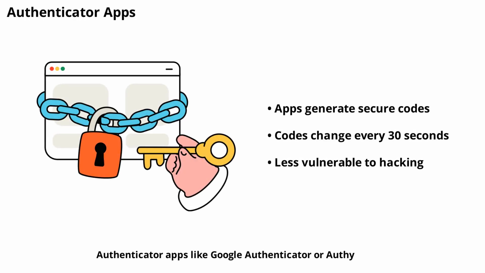Authenticator apps like Google Authenticator or Authy provide another way to receive verification codes. These apps generate time-based codes that change every 30 seconds. They're considered more secure than SMS or email because they're not vulnerable to SIM swapping or email hacking. If you prefer this method, follow the instructions to link your app to your Social Security account.